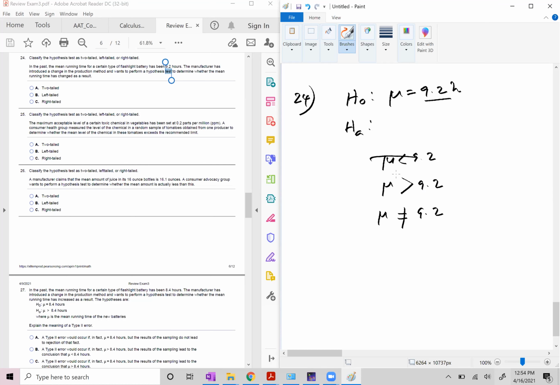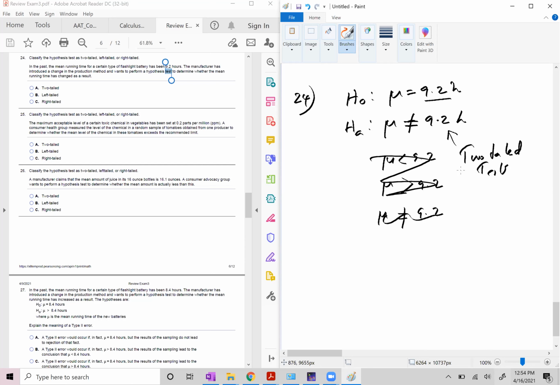Okay, so the alternative should look like this, because he's looking for a change, right? He's not caring whether after the new introduction the mean battery life has decreased or increased. Instead, he's just looking whether it has changed. That means he's looking for this under the alternative. Okay, I think it is clear, right? Now, once you see this, you know what the test is. It is the two-tailed test.